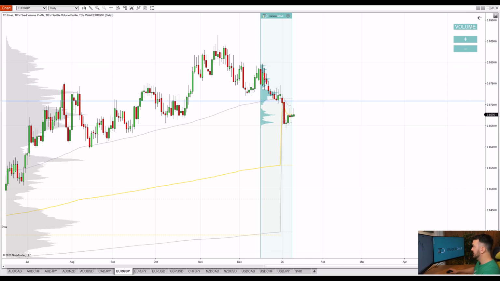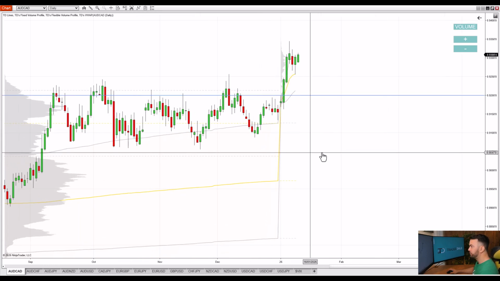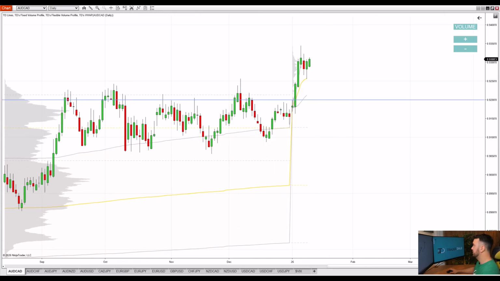Let's now take a look at another swing trading idea. The next one is on the Australian dollar Canadian dollar. So this is a daily chart of the Australian dollar Canadian dollar, and what caught my attention was this strong buying activity, which looks like a breakout of this very long rotation.